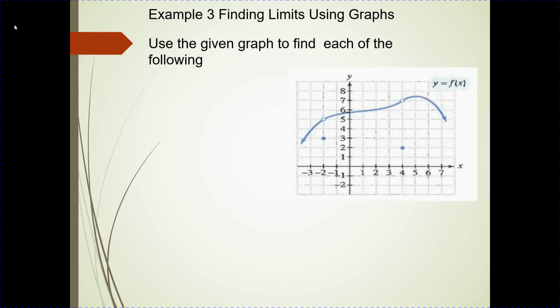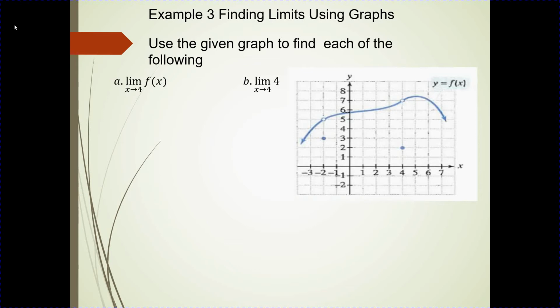Then let's see the question. You are asked to find the limit of f of x when x approaches 4. When you look at the graph closely, for x values which are very close to 4, f of x gets closer and closer to 7. That means you will see x values which are less than 4 but very close to 4.